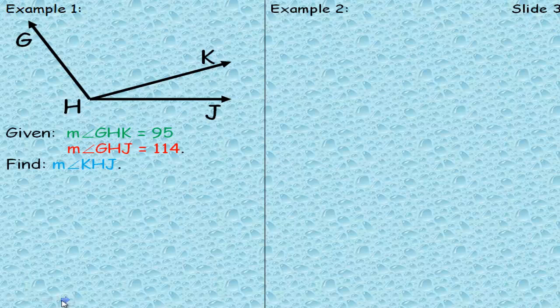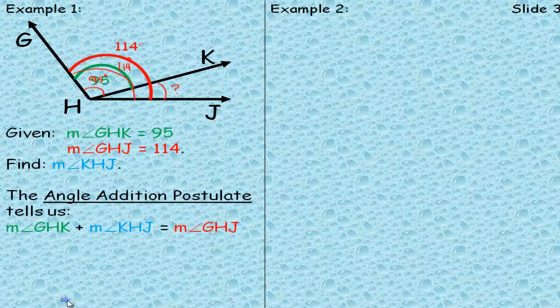For this example, we have that the measure of GHK, and let's label this GHK, that would be this angle here. This is 95 degrees. And GHJ, that would be the big angle. This one is 114 degrees. And they want us to find angle KHJ. That's what they want. So let's write the angle addition postulate. I'm sorry, the labels are written over what I just wrote. And here's the angle addition postulate. We substitute, we plug in what we know, and we solve for the angle we're looking for.